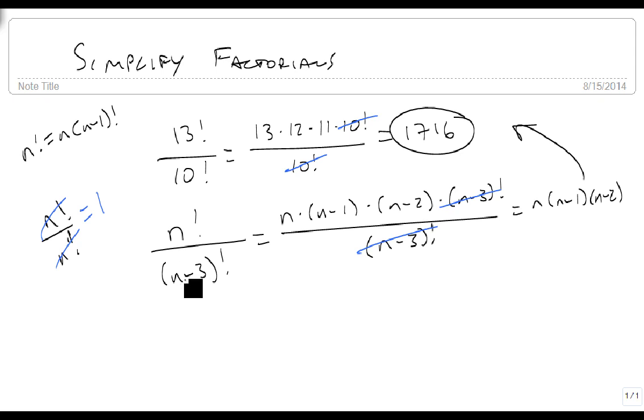And notice that worked in this case. 10 is 3 less than 13, so 13 minus 3 is 10. And it was just the first three terms, factors rather, multiplied together.